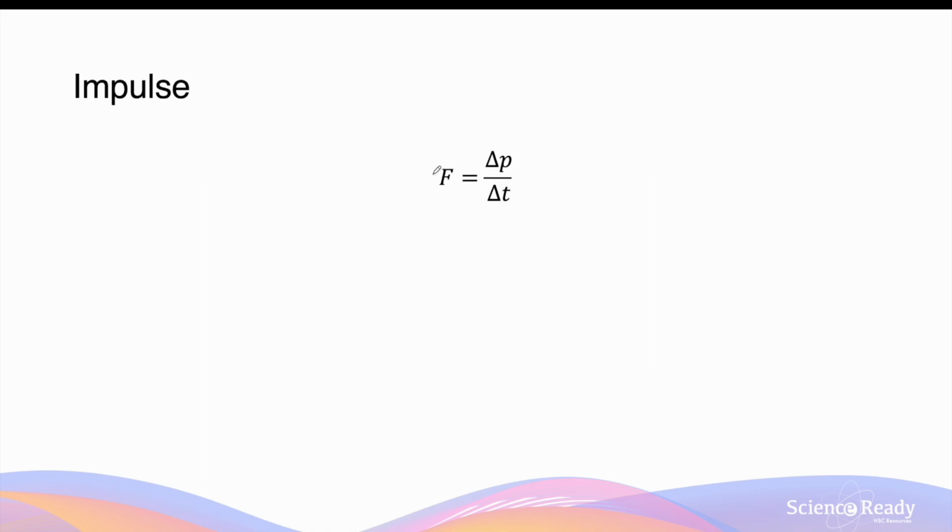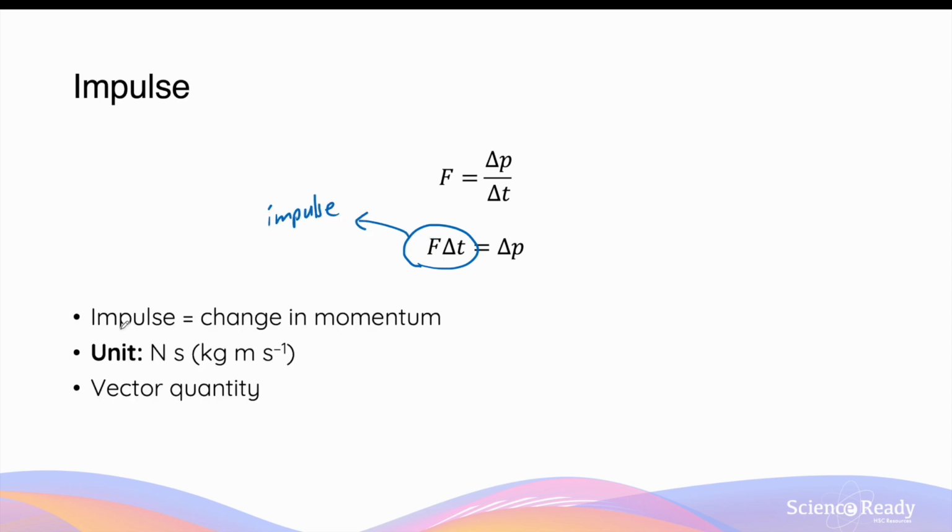As we just discussed, the force acting on an object is given by the change in momentum over the change in time, also known as the rate of change of its momentum. If we rearrange this equation, we can also say that the product of the force multiplied by the change in time is equal to the change in momentum. Now in physics, the product of force and the time duration over which the force is acting is also known as the impulse.